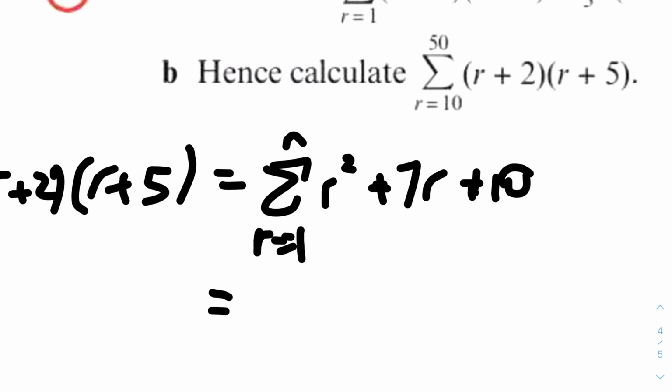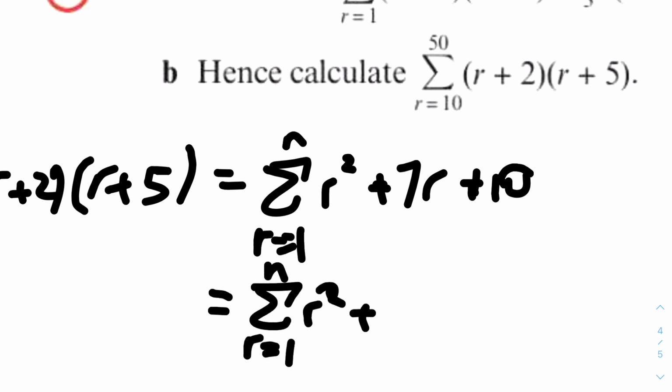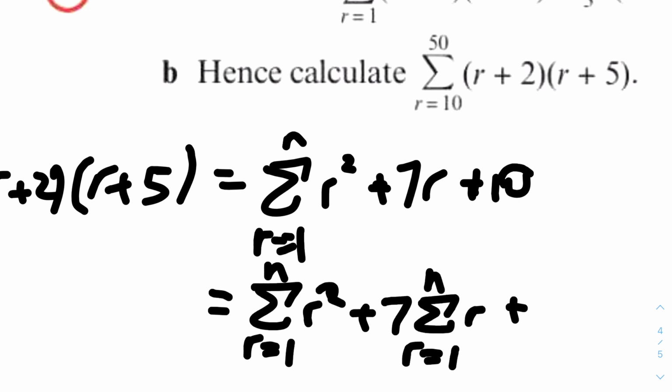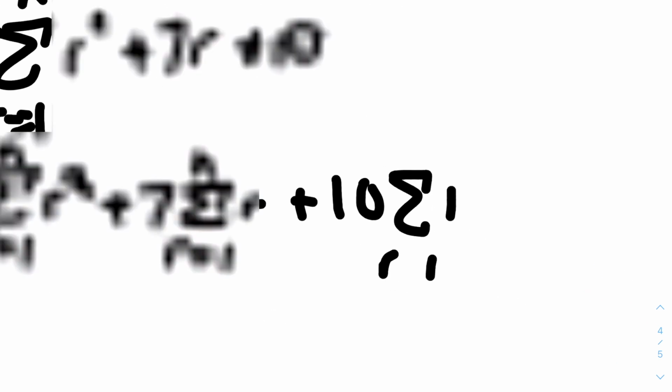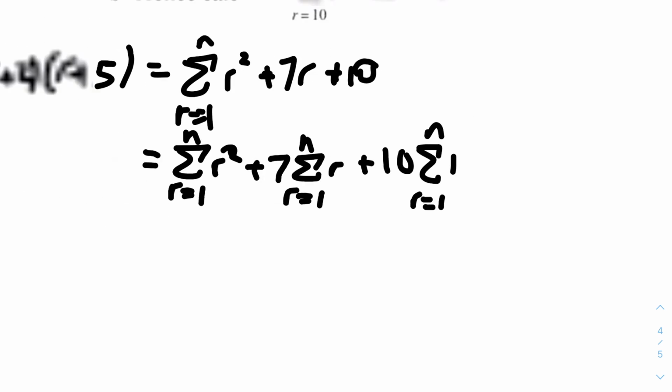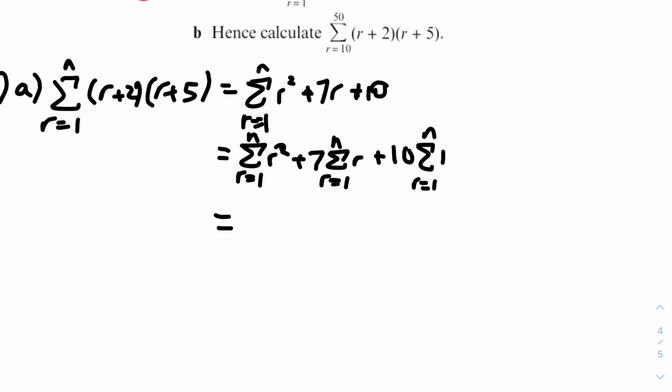And we have to split this into 3 different sums. So the first sum is just r squared from r equals 1 to n, plus the second one, which is 7 times the sum of r from r equals 1 to n, plus the third one is 10 times the sum of 1s, r equals 1 to n, right? So now we have to basically express each of these in their own expression.